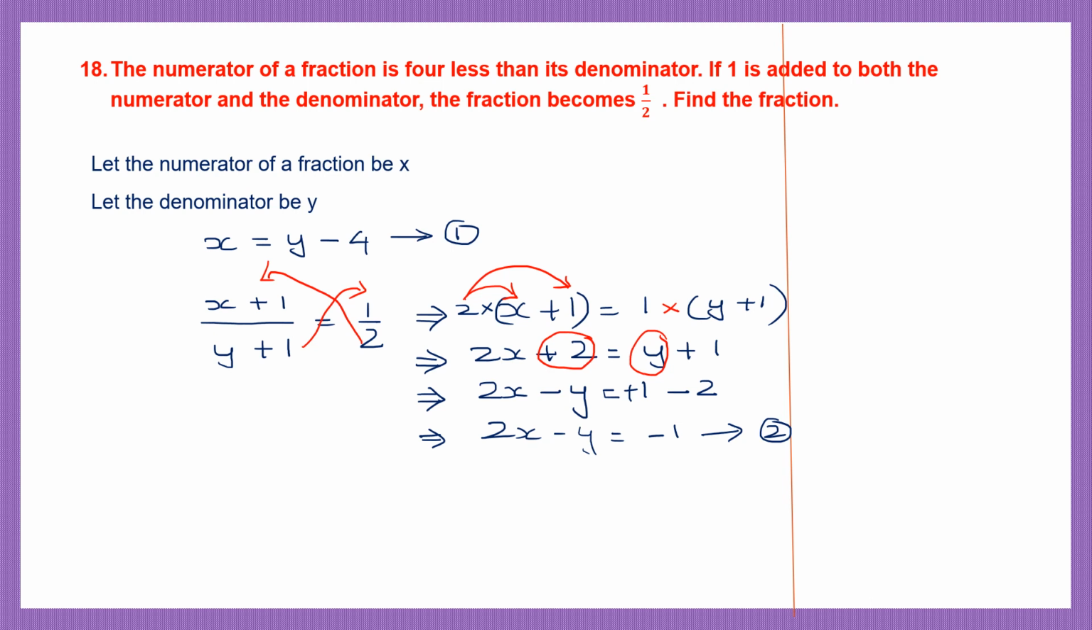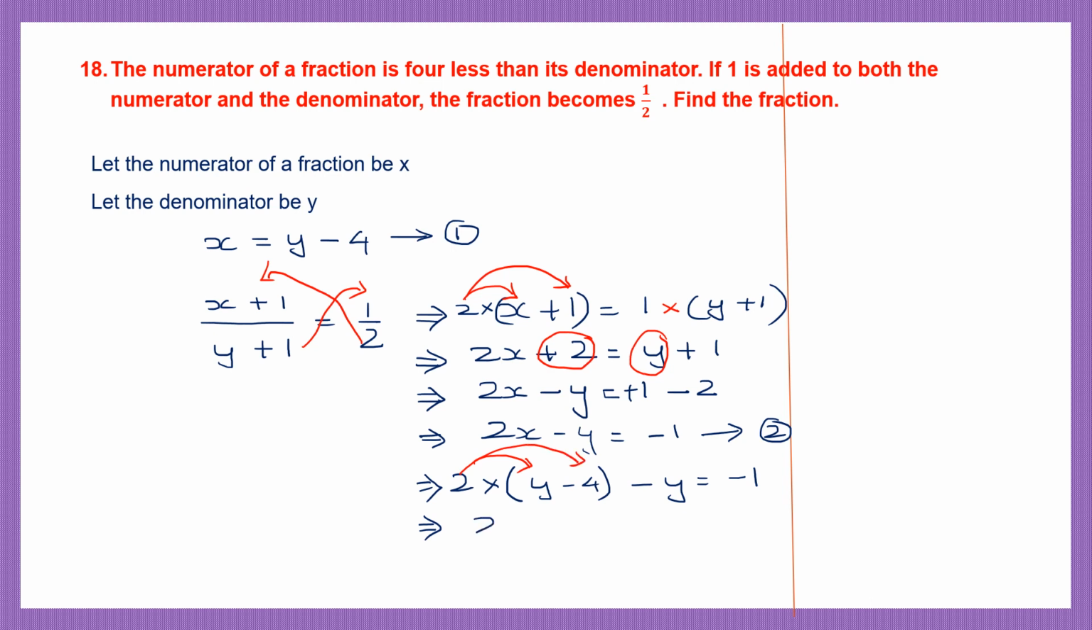We're going to say 2x means 2 into, and what is x according to the first equation? Y minus 4. So 2x minus y is equal to minus 1. So this is our equation. Now let's open the brackets. So 2 into y first we need to multiply, and then we need to multiply 2 into minus 4.